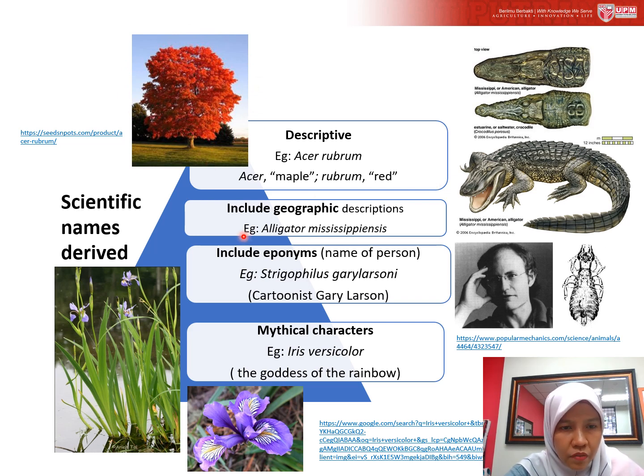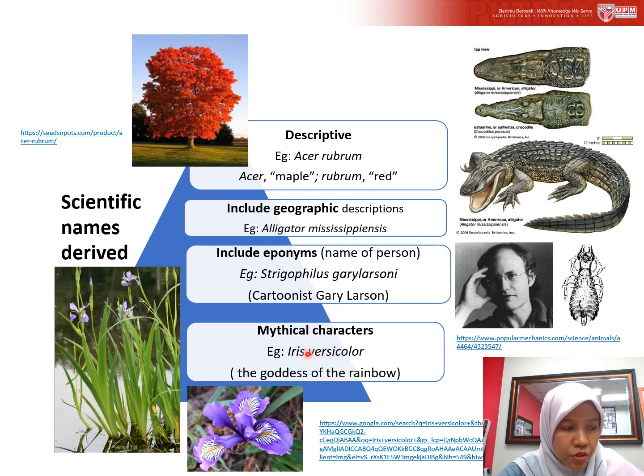Some scientific names can include geographical description. For example, here, Alligator mississippiensis, which is named for the Mississippi River region of North America. And some scientific names can include eponyms, which means the name of a person. For example, here, Strigiphilus garylarsoni, named after the cartoonist Gary Larson.